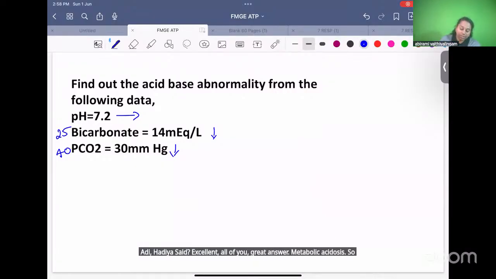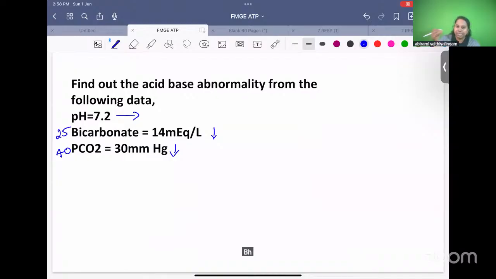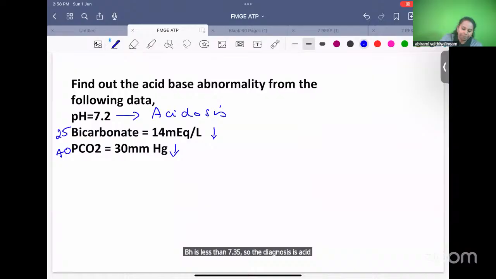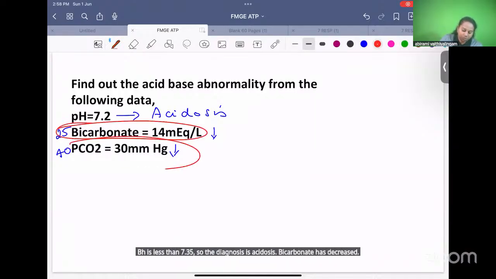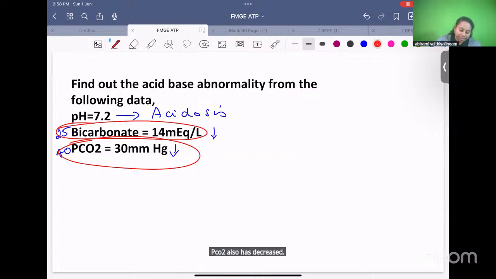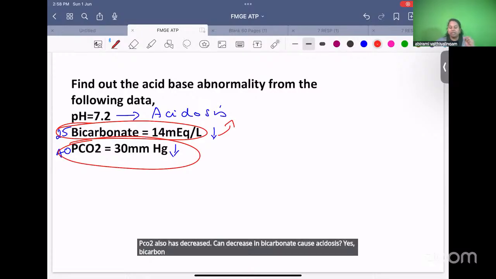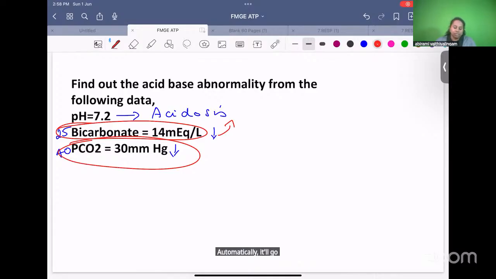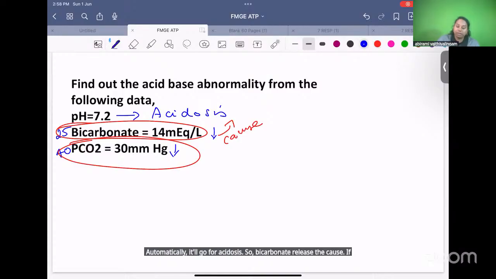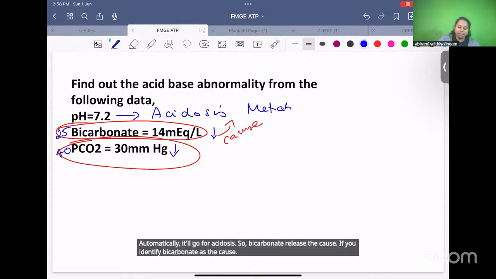So how did you do this? pH is less than 7.35. So the diagnosis is acidosis. Bicarbonate has decreased. PCO2 also has decreased. Can decrease in bicarbonate cause acidosis? Yes, bicarbonate is a base. If alkali base is decreasing, automatically it will go for acidosis. So bicarbonate only is the cause. If you identify bicarbonate as the cause, then it is metabolic. So it is metabolic acidosis.